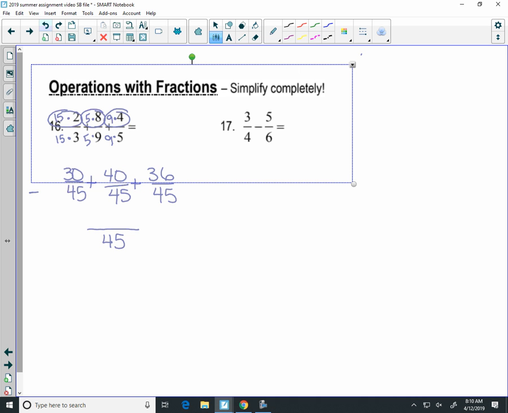Now that I have that common denominator, I can just add my numerators. 70 plus 36 is 106.